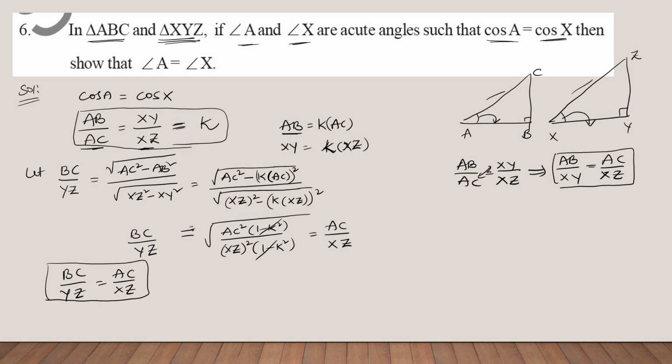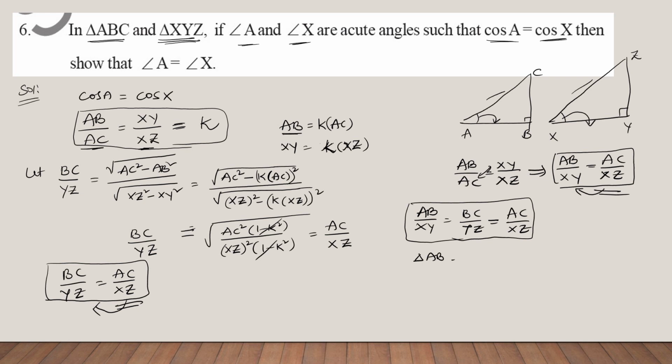Now if you observe carefully, here AC by XZ is there, here also AC by XZ is there. But here AC by XZ is equal to AB by XY, and here AC by XZ is equal to BC by YZ. Combining these three, AB by XY is equal to BC by YZ is equal to AC by XZ. If you observe this relation carefully, all the corresponding sides are proportional. So triangle ABC is similar to triangle XYZ.